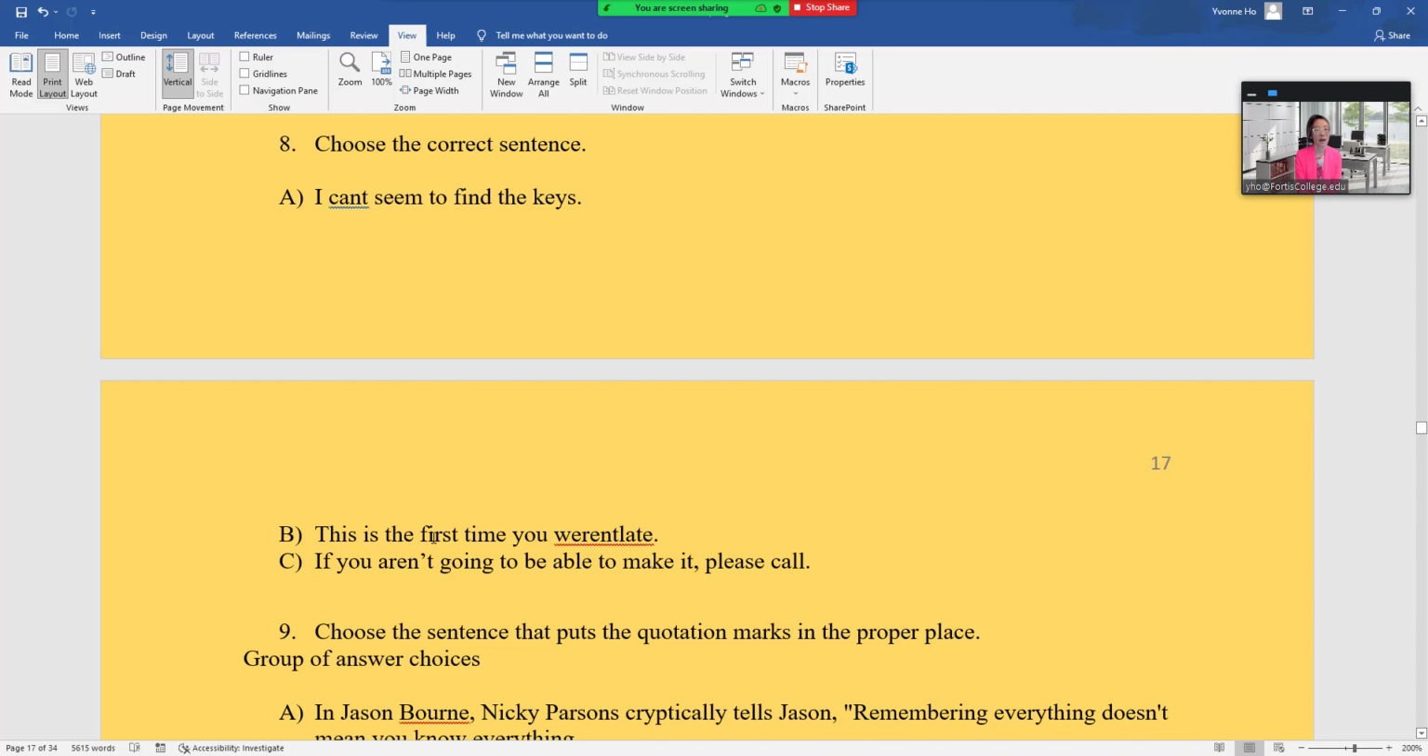Choose the correct sentence. I can't seem to find the keys. This is the first time you weren't late. If you aren't going to make it, please call. So remember that when we have a contraction, we always need an apostrophe T. So this is wrong because it's missing an apostrophe T. And this is wrong because it's missing here, weren't. Missing an apostrophe T, weren't. Yeah, that's it. So C is the correct answer. If you aren't going to make it, please call. So here you have your apostrophe T.